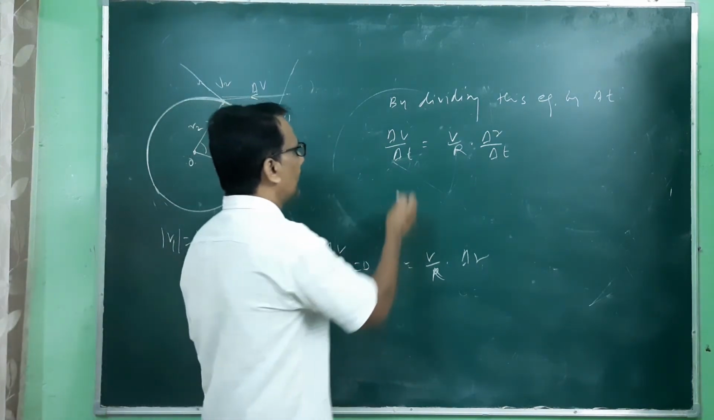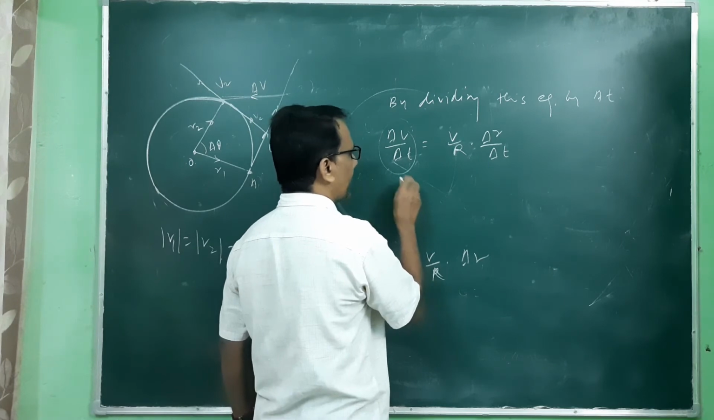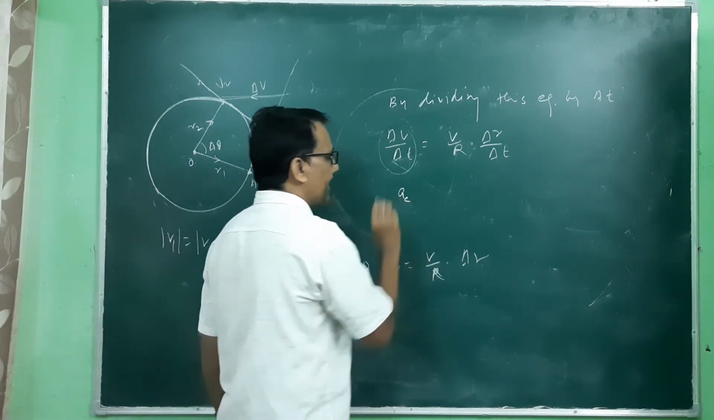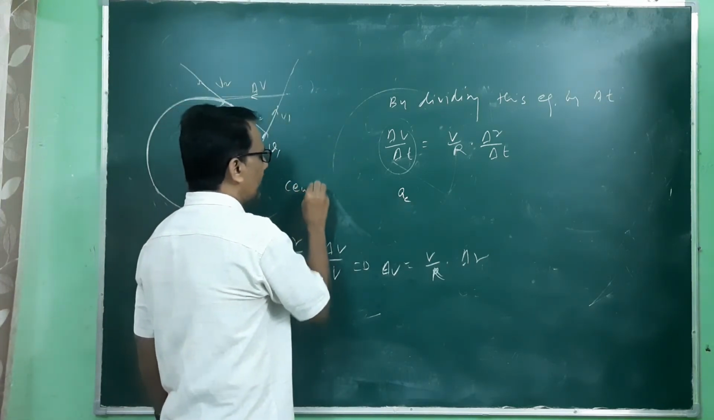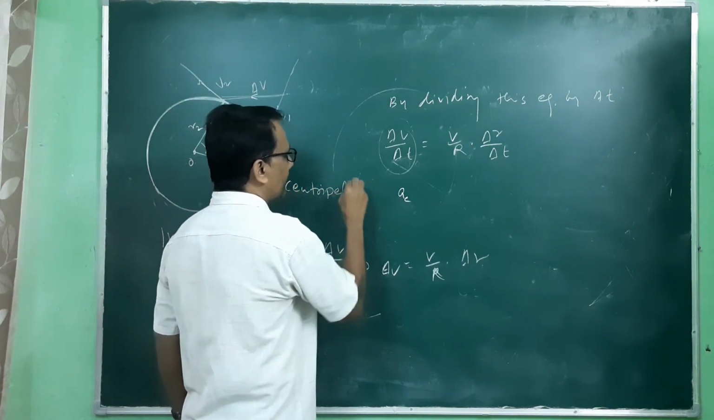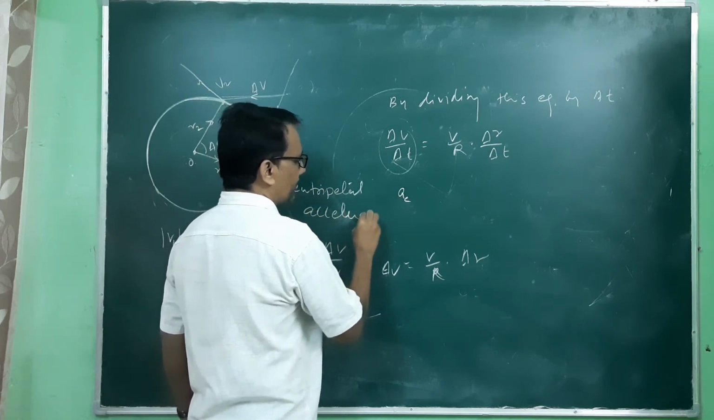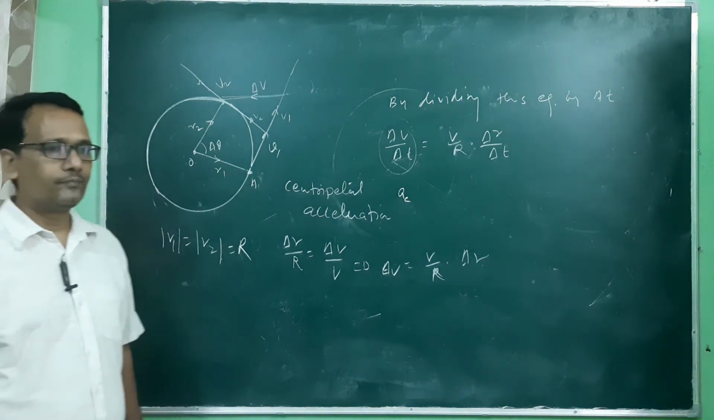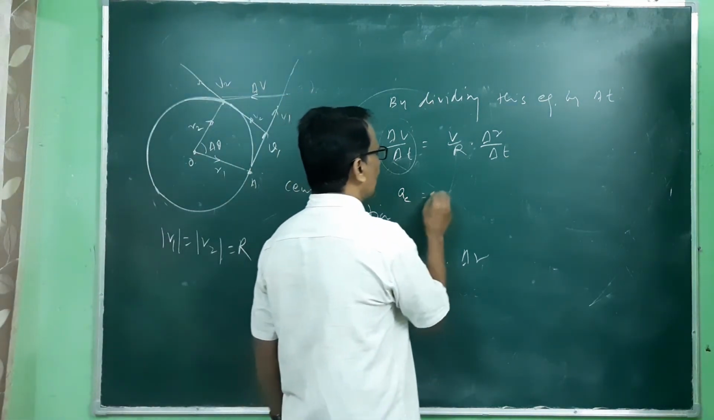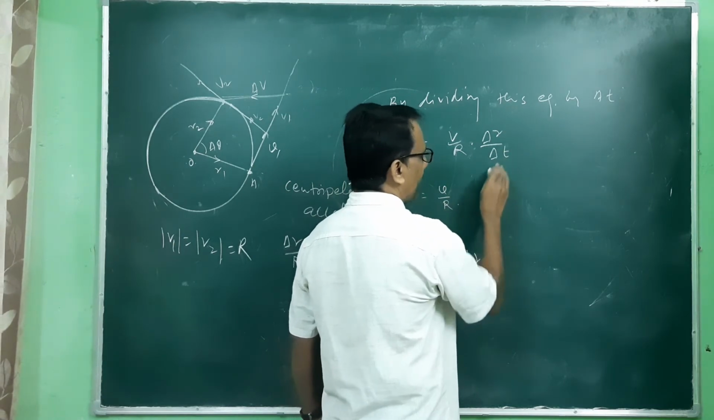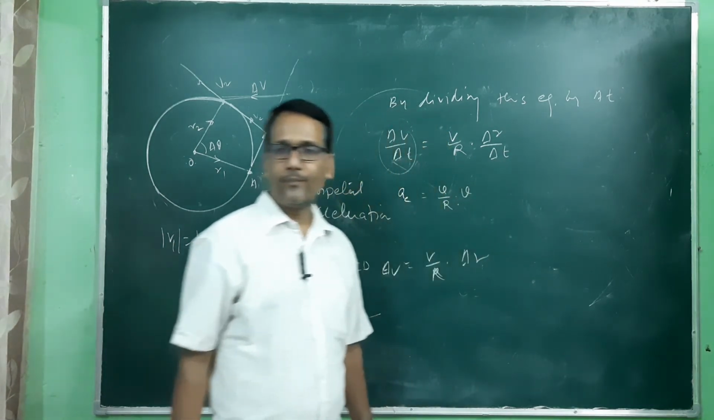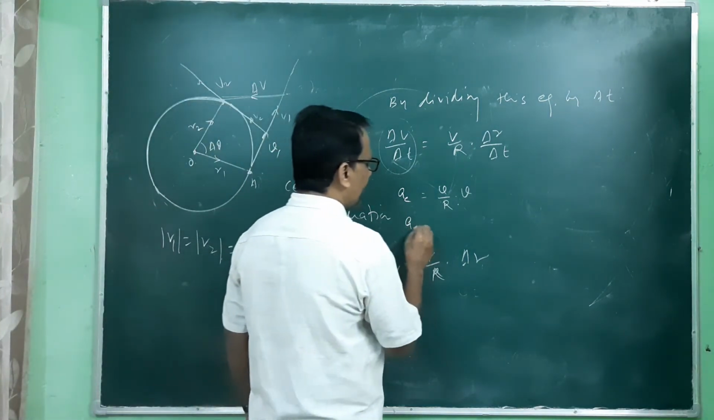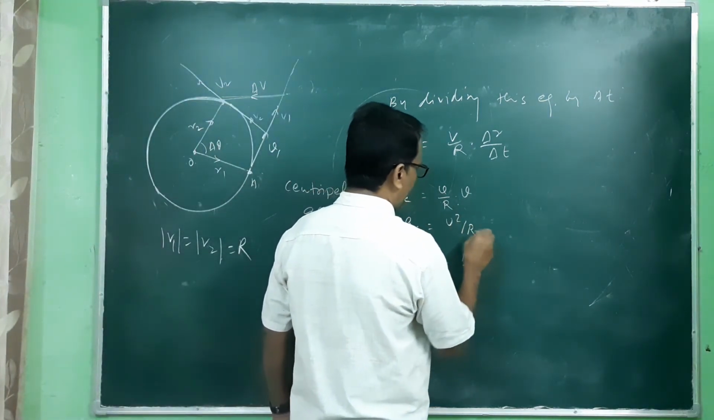And this delta v by delta t is written as acceleration. So this is AC. This is known as centripetal acceleration. AC is equivalent to v by r, and this delta r by delta t is again v. So this AC is equal to v square by r.